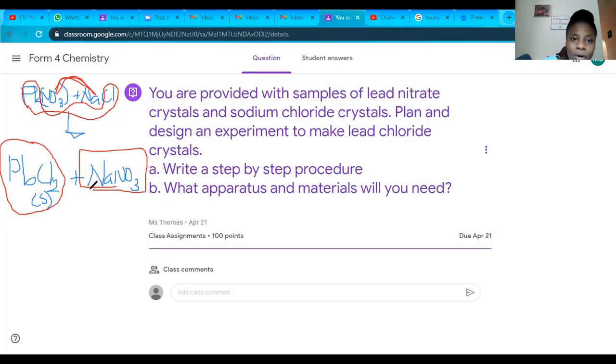So tell me now, for part B, what are the apparatus and materials? Beakers. You need beakers. What else? Filter funnel, filter paper. What else? Something to stir the solution with. You need a stirring rod. You need water. And you need your crystals, right? Your lead nitrate crystals and your sodium chloride crystals. Yes, miss. All right. So that is the activity.